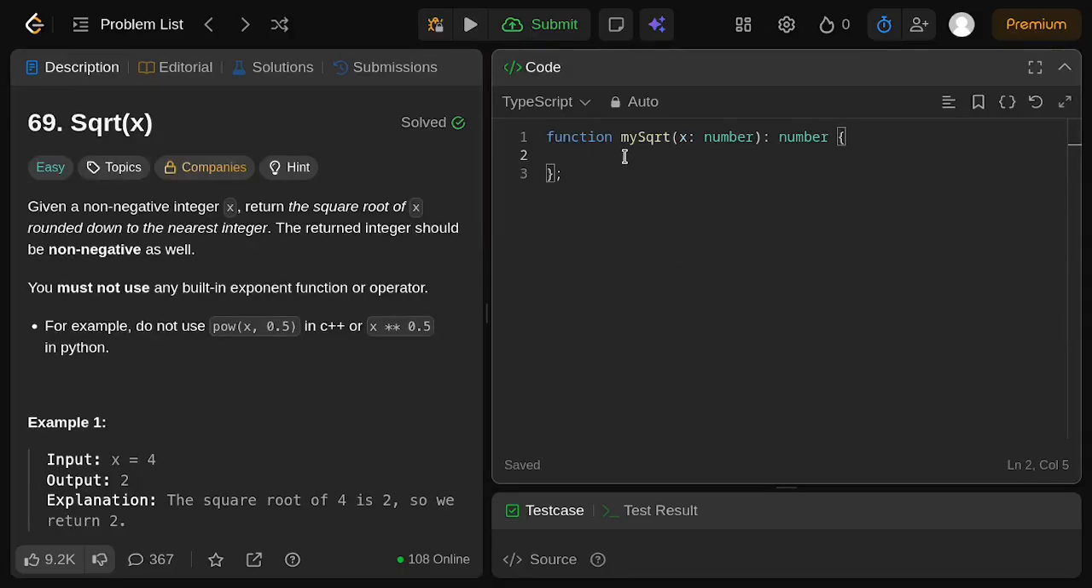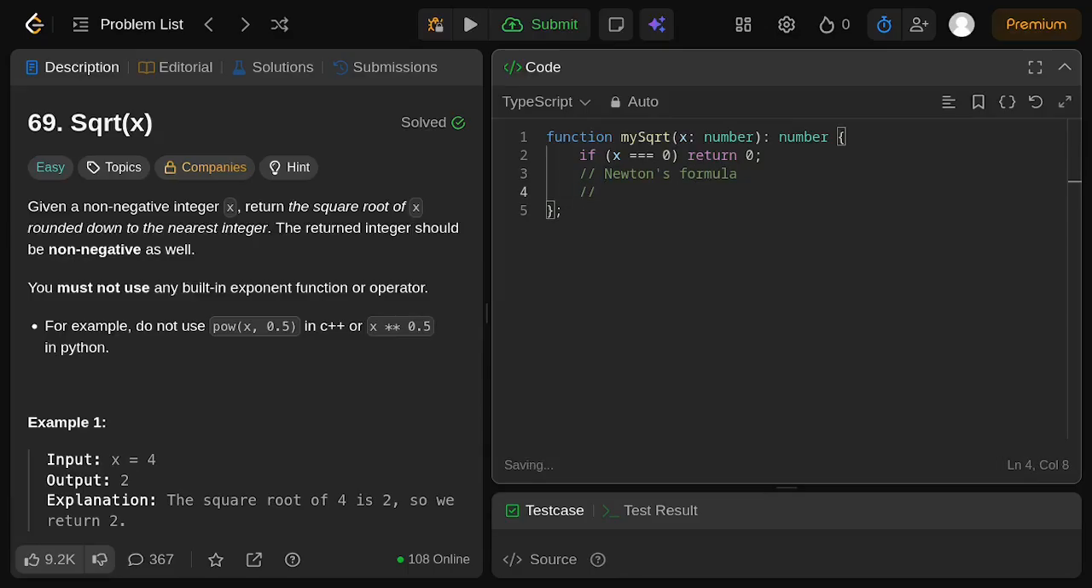Okay, so let's solve this by declaring an edge case to check if x is already 0, using strict equals to 0, then we return 0 because we already know that the square root of 0 is always 0. Okay, so for the next one, we need to declare a method called Newton's formula, a mathematical formula.